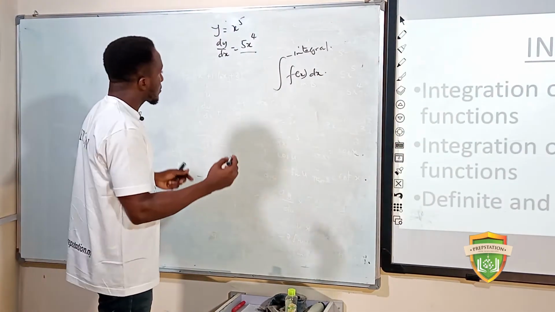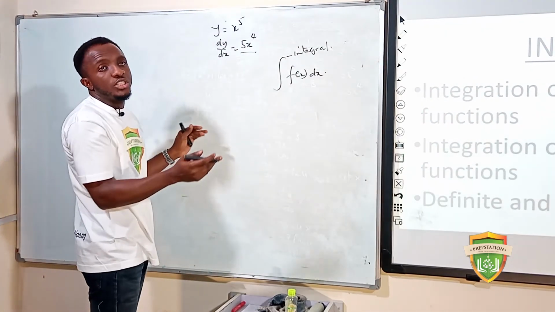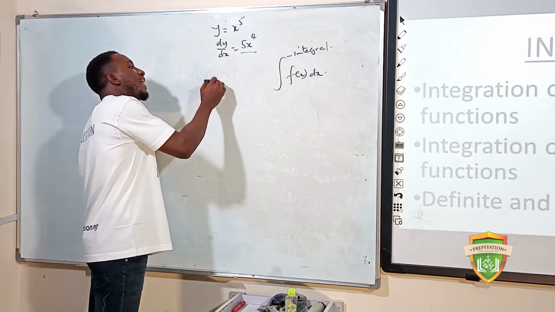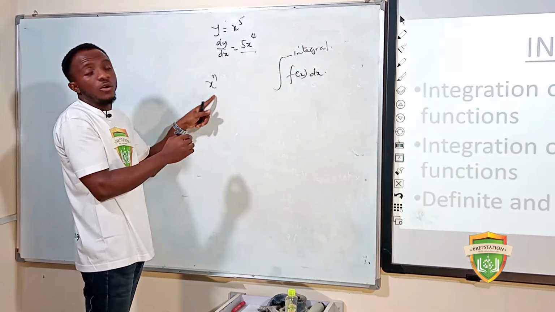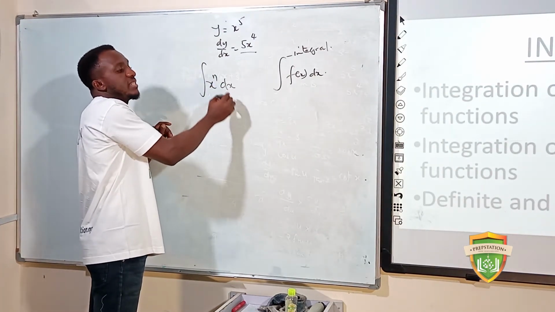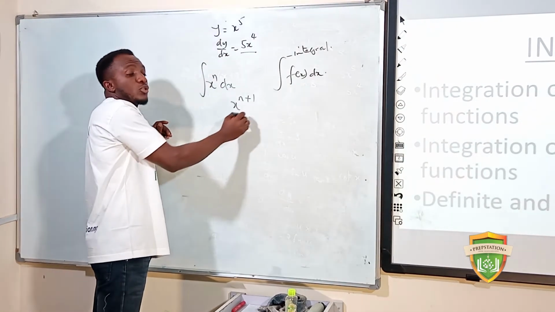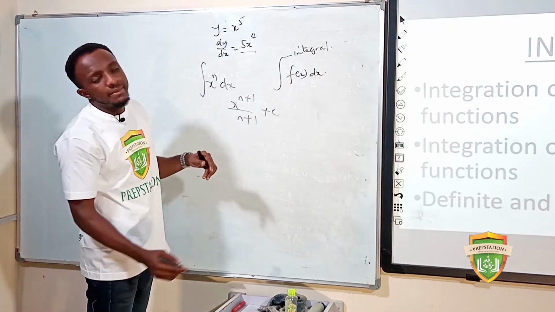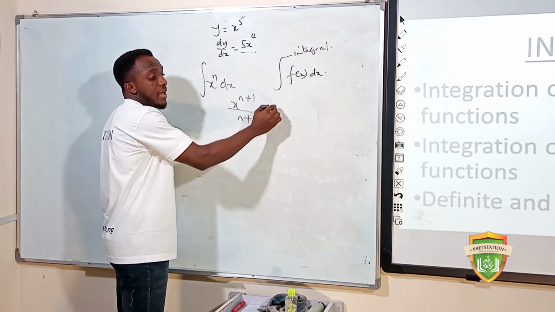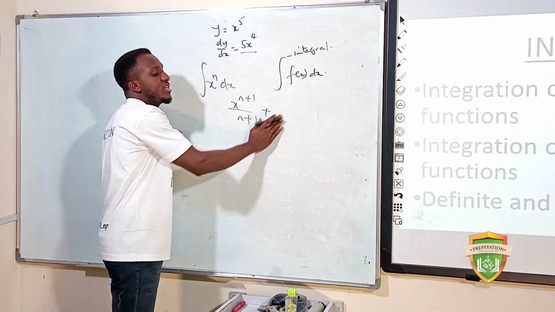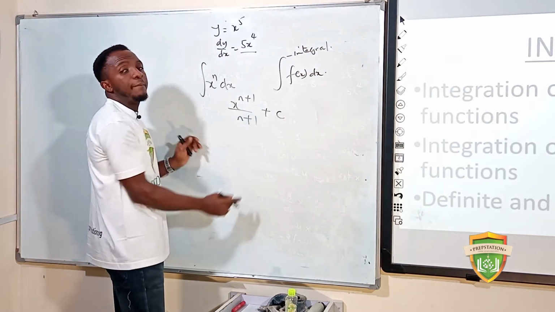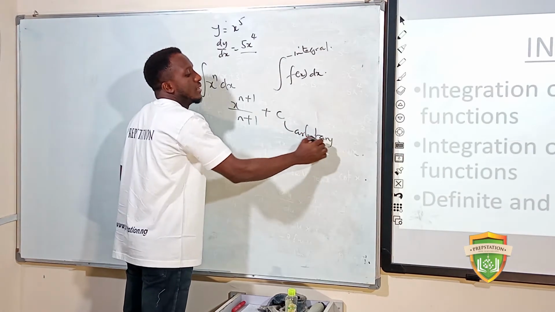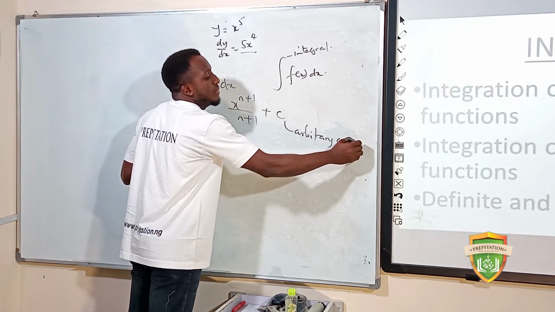So I'll give you the formula. For integration, if you want to integrate a function, all you need to do is, if you have x raised to the power n, and I integrate this function with respect to x, it would give me x raised to the power n plus 1 over n plus 1 plus c. Sometimes some textbooks would use k. Whether you use k or c, this is called the arbitrary constant. Okay, we'll talk about that as we make progress.